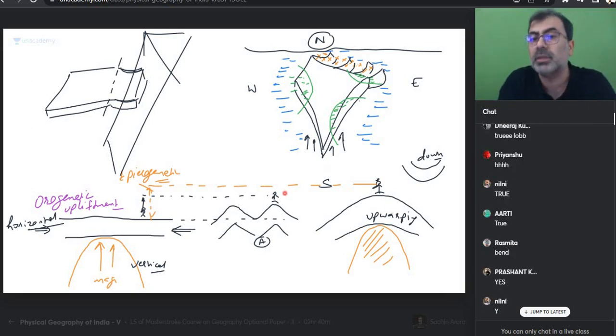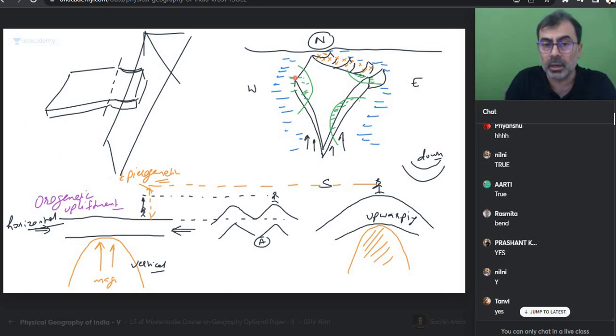ये वाला पार्ट got uplifted. और इधर उधर से क्या हो रहा है? Lube oil getting leaked from the car. इधर उधर पानी आ गया.